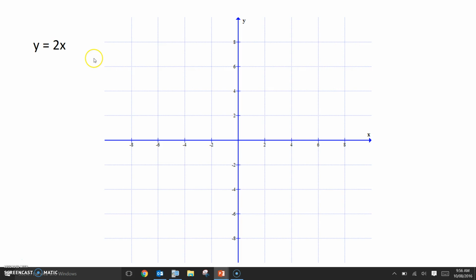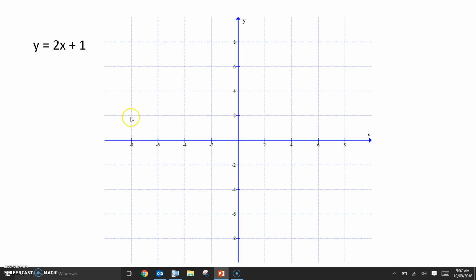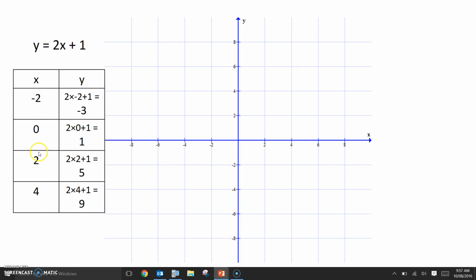Okay, y equals 2x. You pick some values for x, work out what y would be by multiplying by 2, and then plot those points on your graph and join them up. So y equals 2x at those 4 points, but at every point on that line. That's the line y equals 2x. Now y equals 2x plus 1. Again, you pick some random points for x, put it in the formula, work out what y is, plot those points, and join the dots.